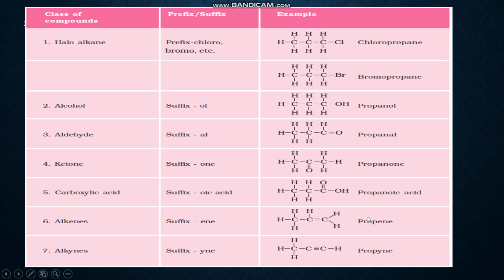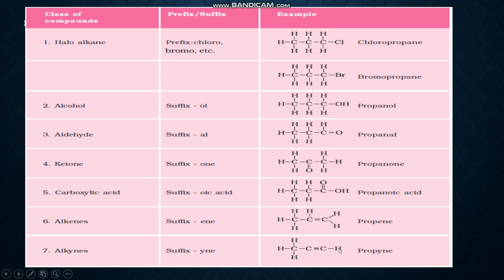How to give the name for alkenes and alkynes, we have discussed already in the previous class. We have to identify the number of carbon atoms and give the root word. Here, as the number of carbon atoms is 3, the root word is prop. As a double bond is present in this hydrocarbon, we have to give the suffix ENE to the root word. So the name is propene.